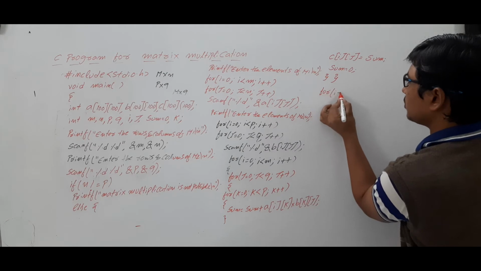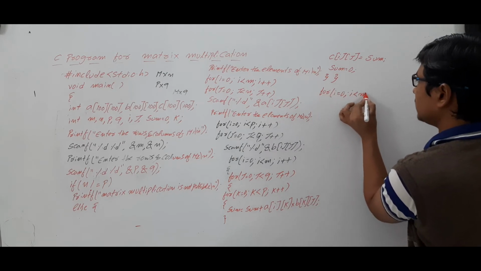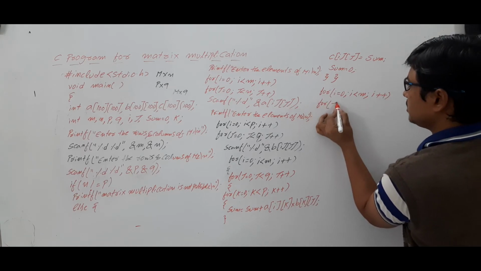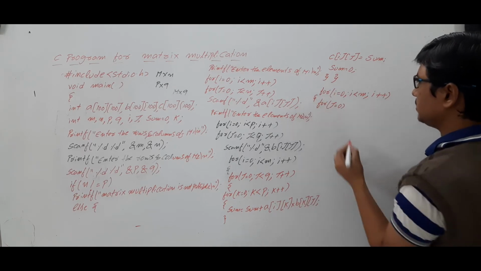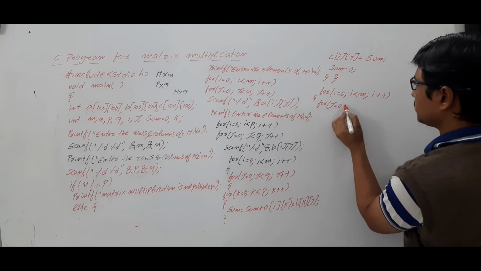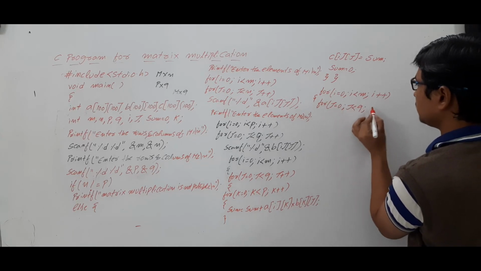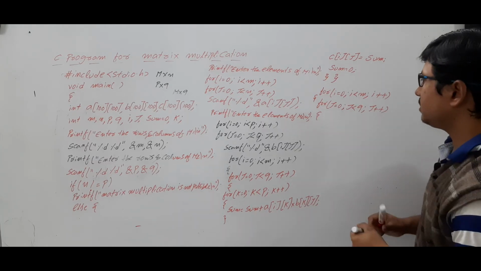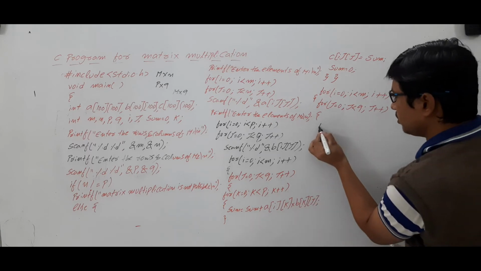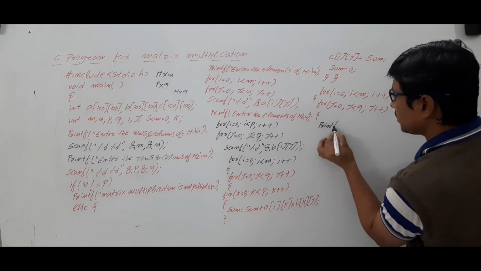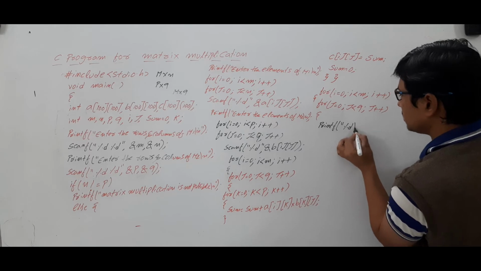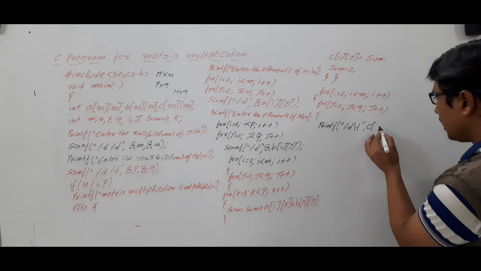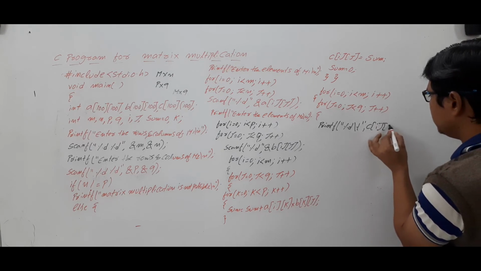For i is equal to 0, i less than m, i plus plus. For j is equal to 0, let me open this curly braces. For j is equal to 0, j less than q, j plus plus. You will print the result in the matrix form. So what you need to do? You need to write printf %d backslash t C of i of j.